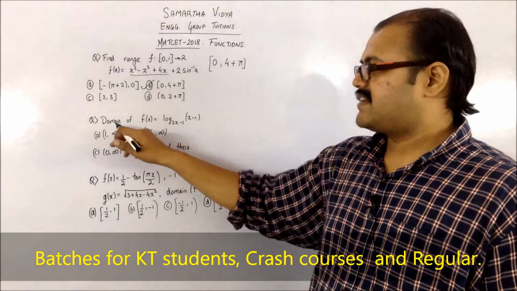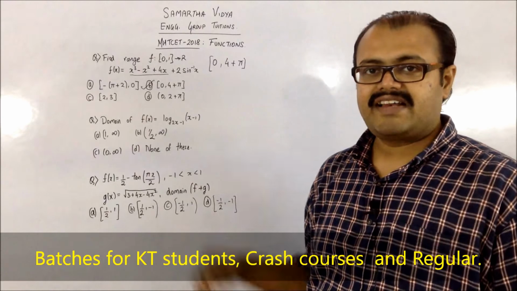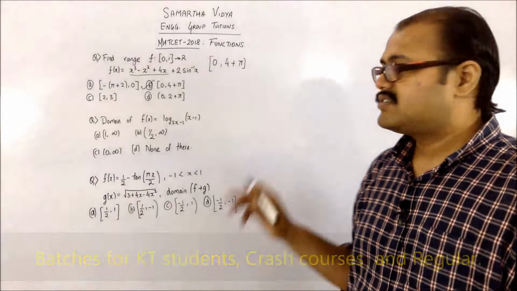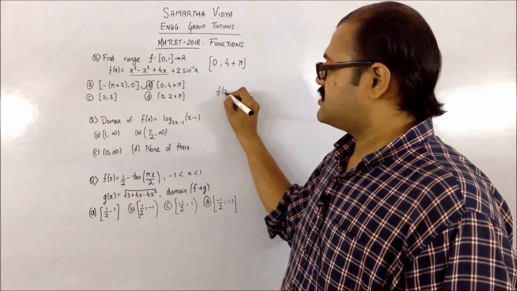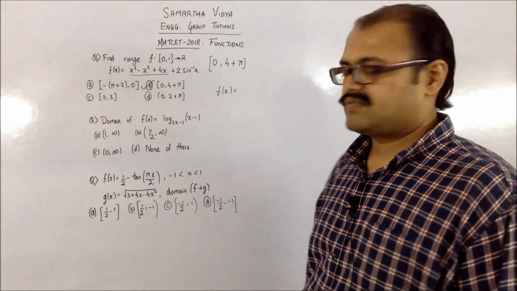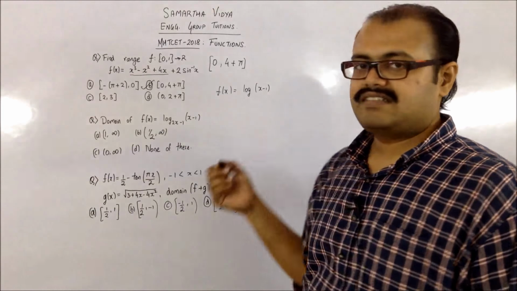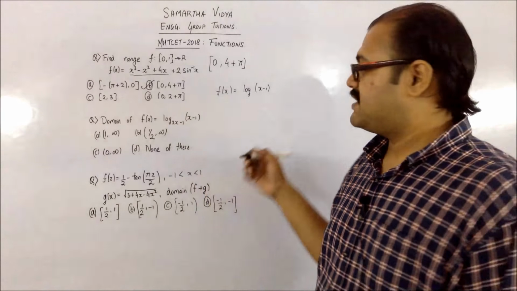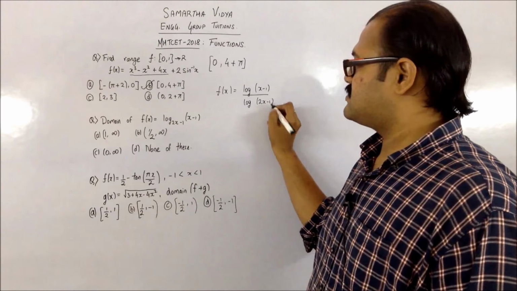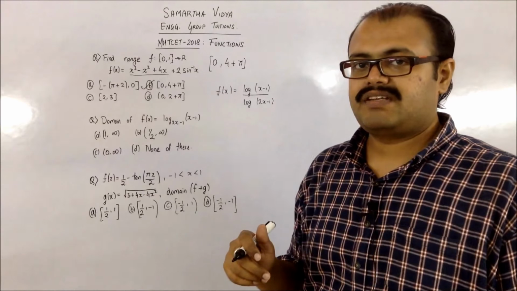Coming to the next one, you have to find the domain of this function. Domain is nothing but the values of x which we can substitute inside this function. The function is given as log of x minus 1 to the base 2x minus 1. Let's rewrite it as log of x minus 1, taking the natural log or the log to the base 10, divided by log of 2x minus 1, which is the property of changing the base.